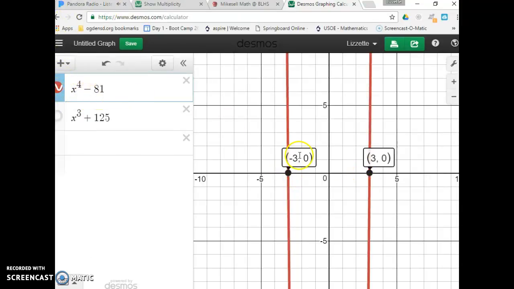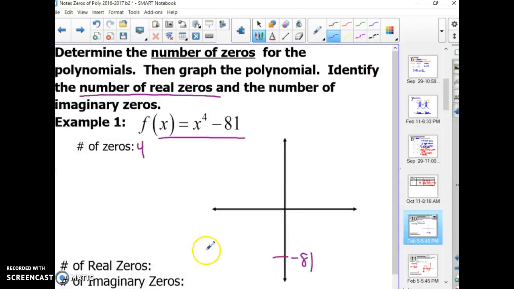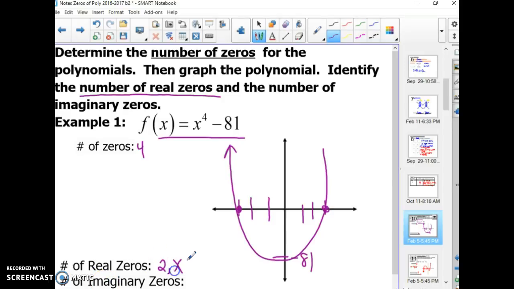X to the 4th minus 81 goes through a positive 3 and negative 3. So then when I come to my graph, I got 1, 2, 3, 1, 2, 3. It goes through those 2 points. Looks something like this. So the number of real zeros is 2, but the real zeros are at the value of 3 and negative 3. And then if I have 2 real zeros, I'm going to need 2 imaginary zeros.